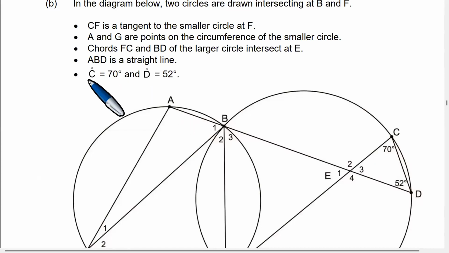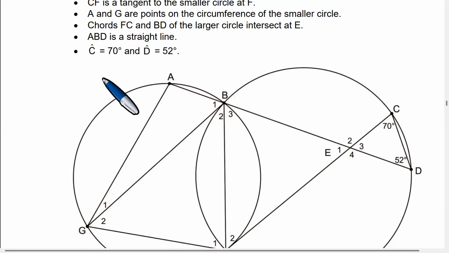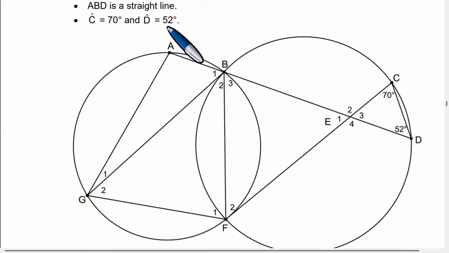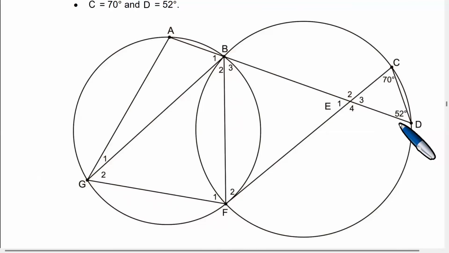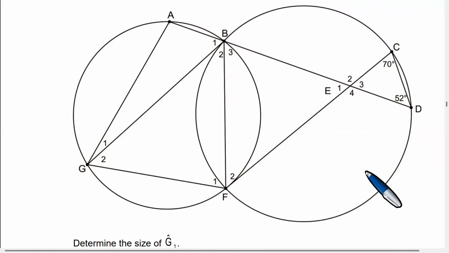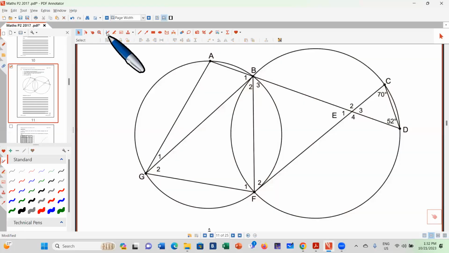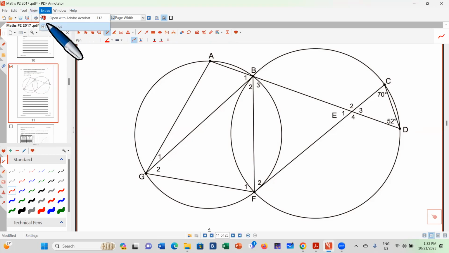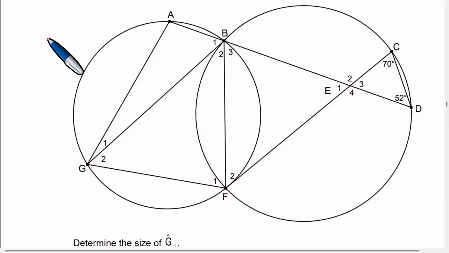Angle C is 70 degrees. Where is angle C? 70 degrees. And angle D is 52 degrees. There, okay? Can see everything. We need to just do something small. We need to determine the size of the angle G1. What is the size of G1? Let me bring my pen.